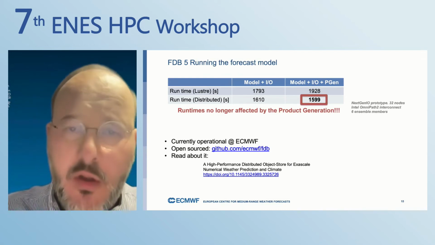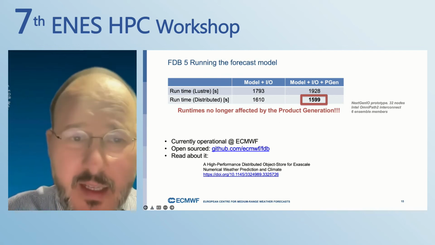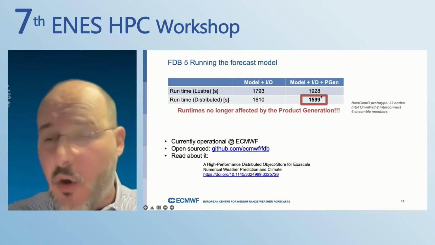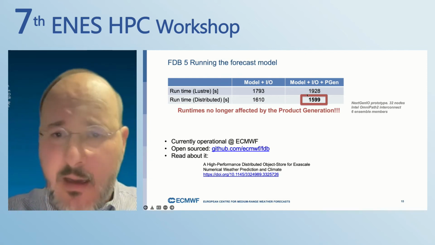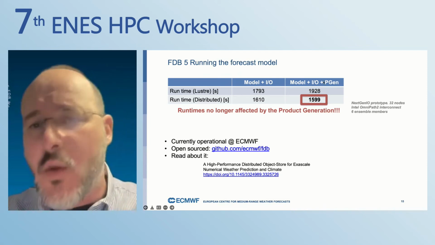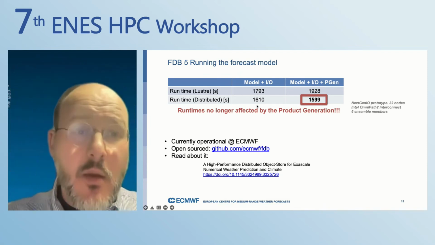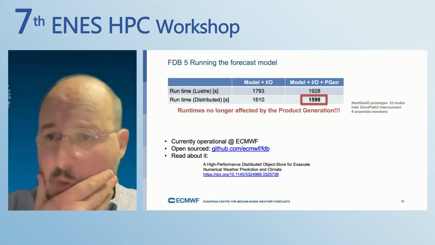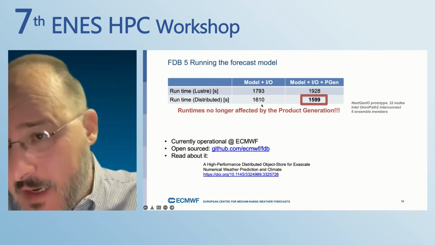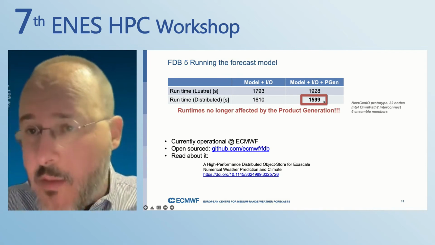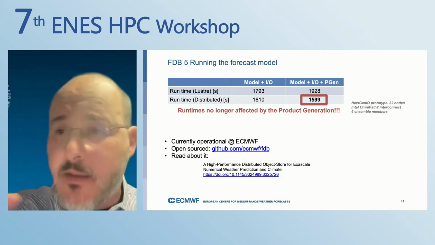a forecast with the model, IO, and PGen all together, and demonstrated that there was no effect at all on the runtime. If you run with Lustre, a proper Lustre system, with the model with IO, and then you add PGen, you see again the slowdown from 1700 seconds to 1900 seconds. But when you run with this object store and this technology, not only do we run faster, but the product generation does not seem to affect the model at all when it's run. The coupling that existed is gone.